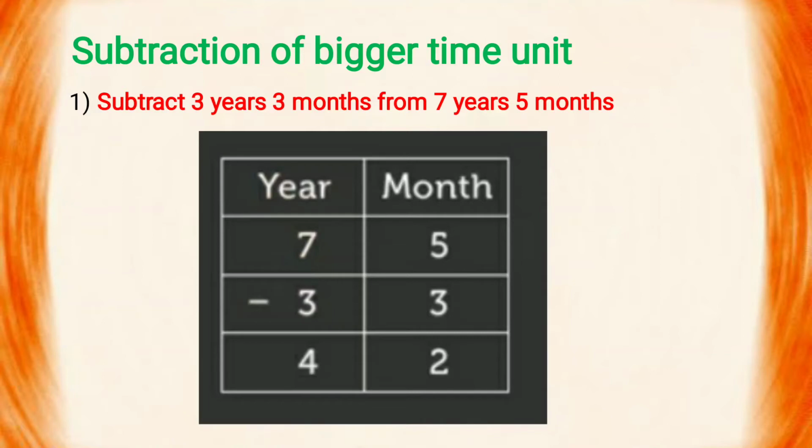Subtract 3 years 3 months from 7 years 5 months. So just write years and months separately: 7 years 5 months minus 3 years 3 months. While subtracting, months 5 minus 3 you will get 2 months, and 7 minus 3 you will get 4 years. So here it is 4 years 2 months.